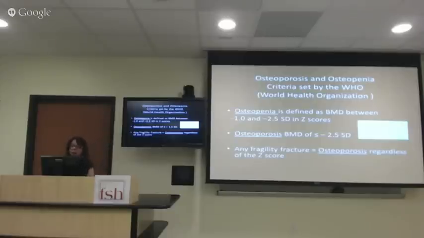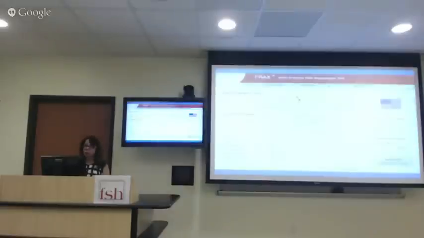Another way to make the diagnosis, besides with the DEXA scan, is if you have a fragility fracture, meaning minimal trauma, you just sit down and you break a bone, or something drops on your foot and you break a bone, or you have a spine x-ray and you see a vertebral compression fracture, you have osteoporosis, you have a fragility fracture, and you should probably consider treatment for osteoporosis.